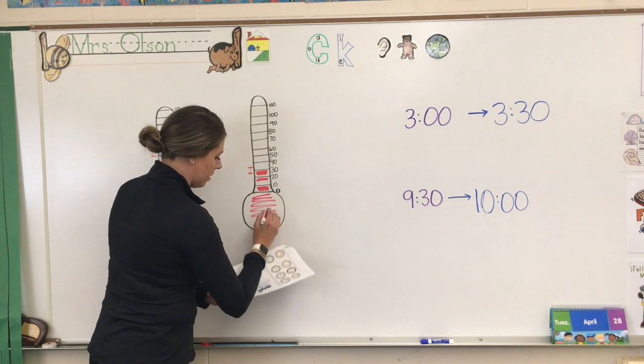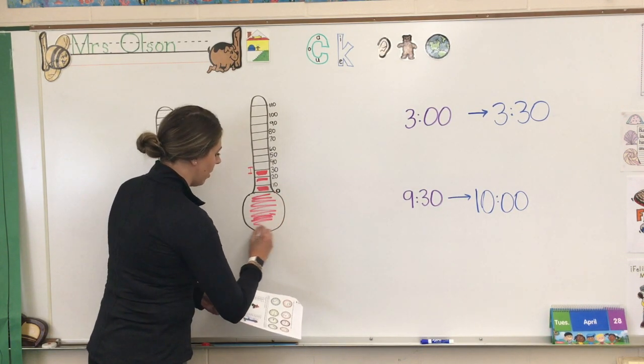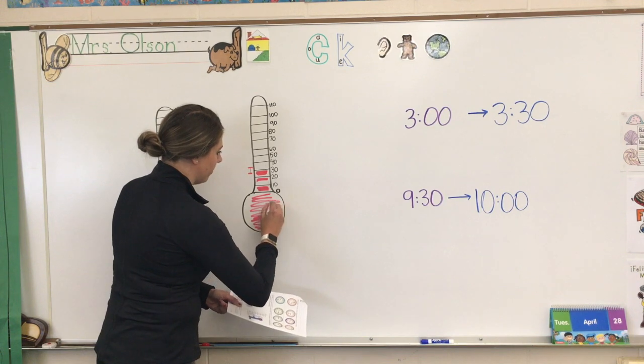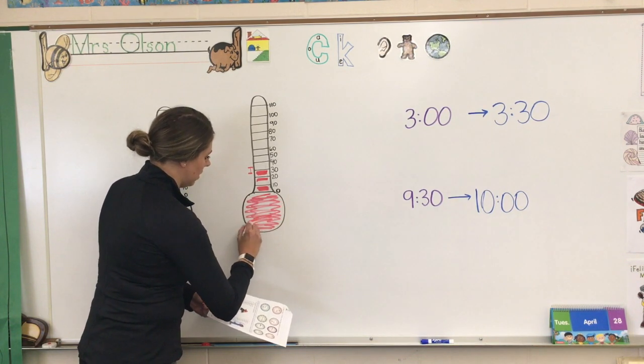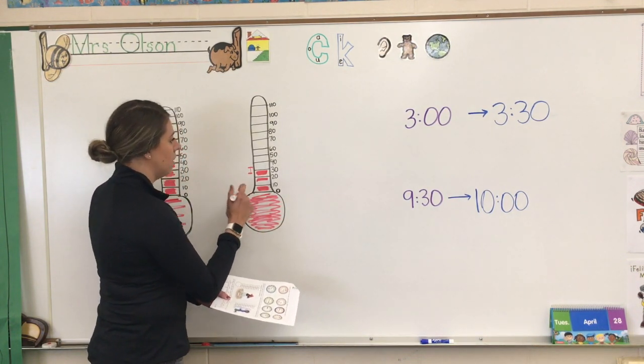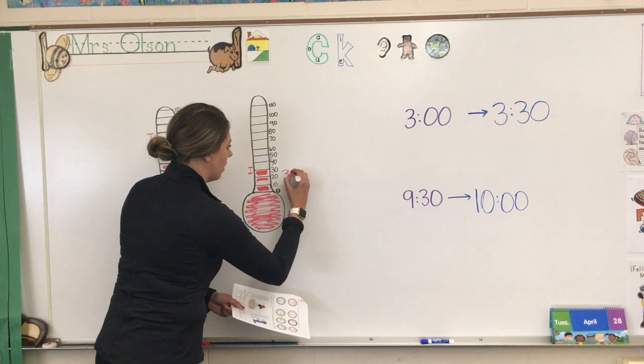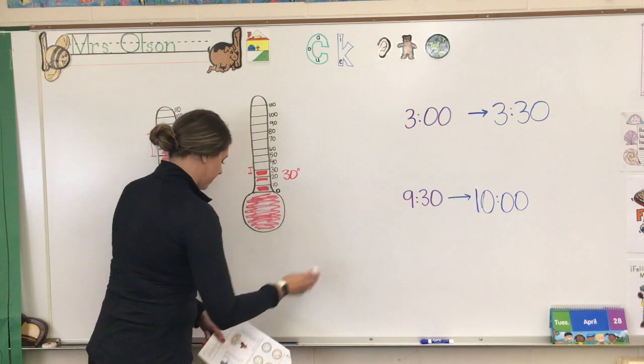And remember on your thermometer, you can count by twos. Okay, so I colored in mine right at 30 degrees there.